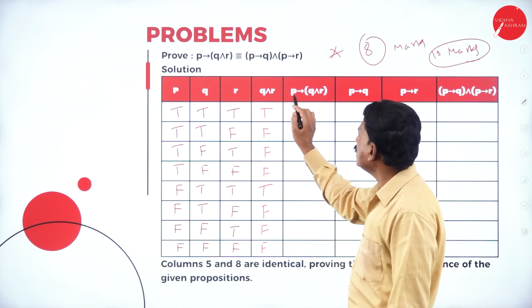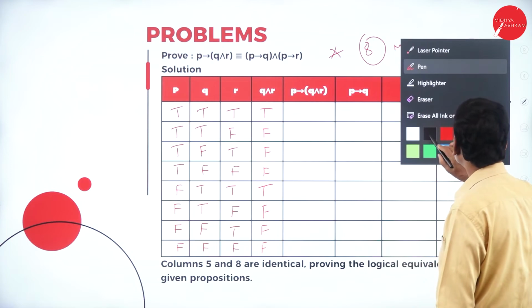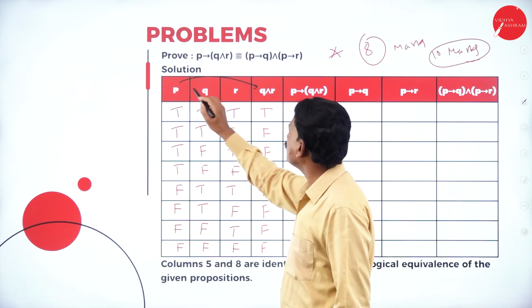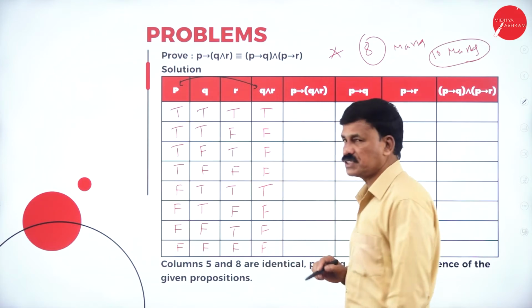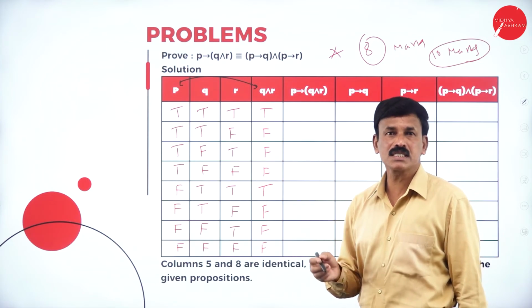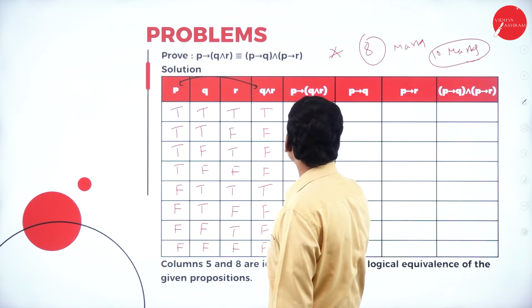Now, let us write the conditional. The conditional statement between P and the conjunction of Q and R. So, you know, in case of conditional, true and false is false; in all other cases, it is true. So, T and T is T.